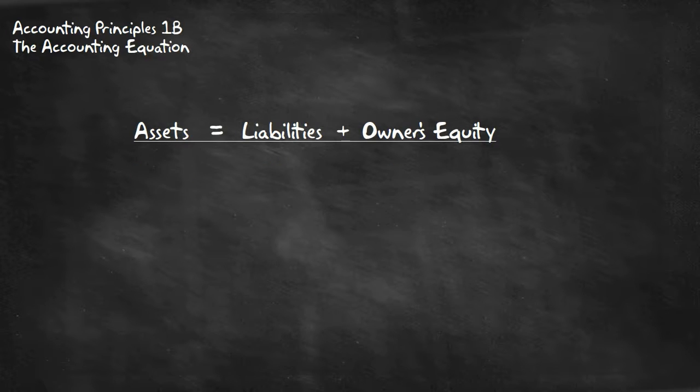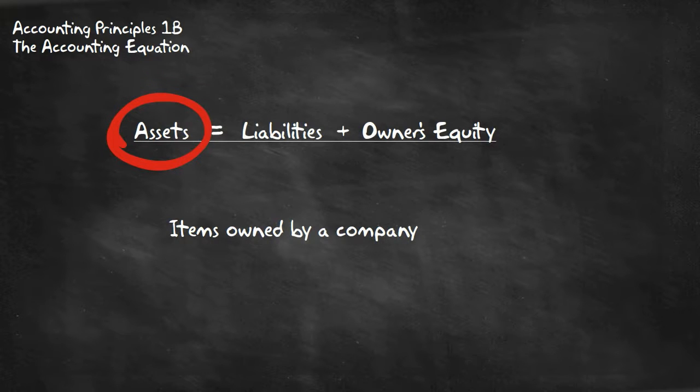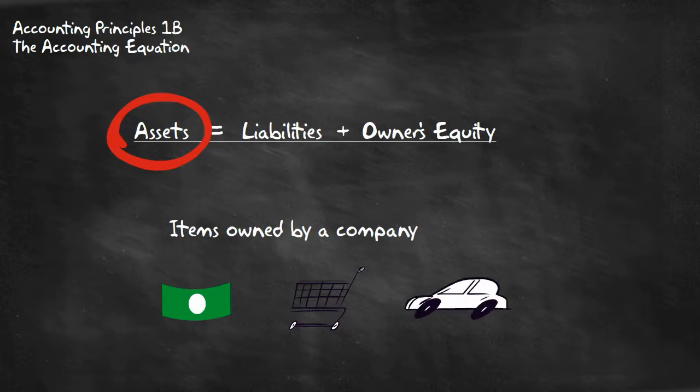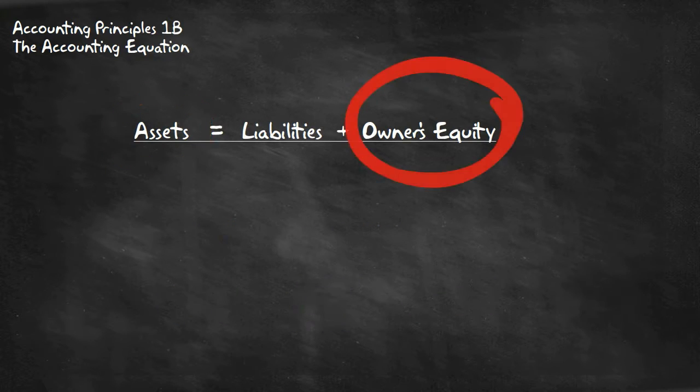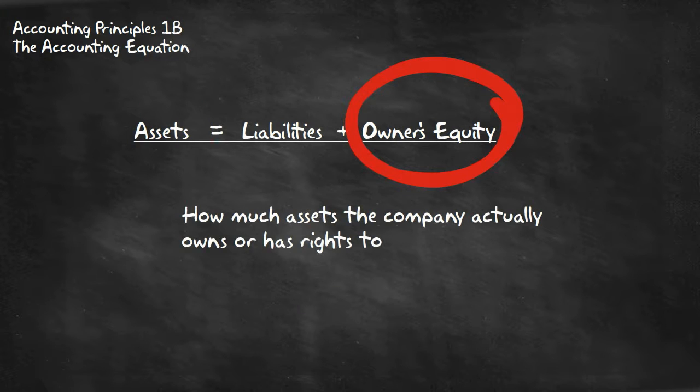It is very important to understand this equation and how it is interpreted, so let me define further what assets, equity, and liabilities are. Assets are items owned by a company, such as cash, supplies, inventory, equipment, cars, trucks, and buildings. Owner's equity represents how much of the assets the company actually owns or has rights to.